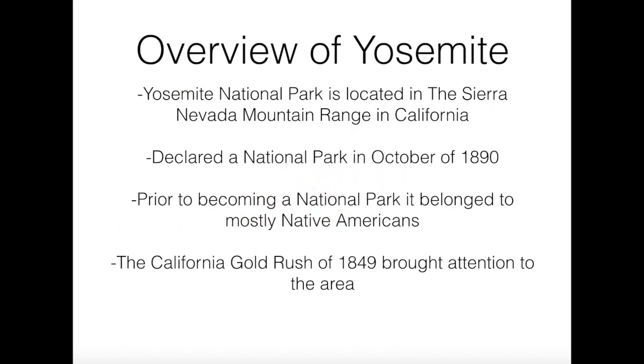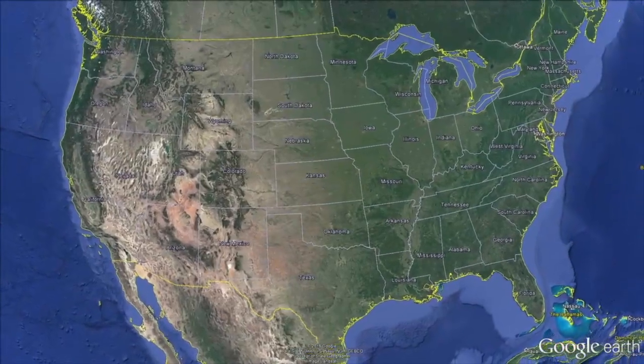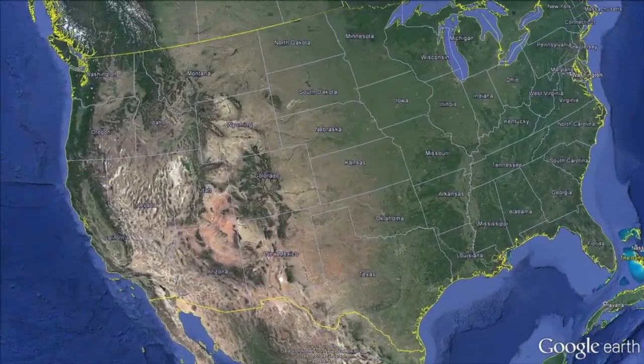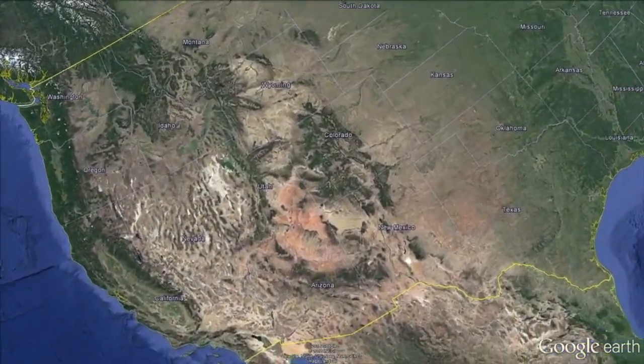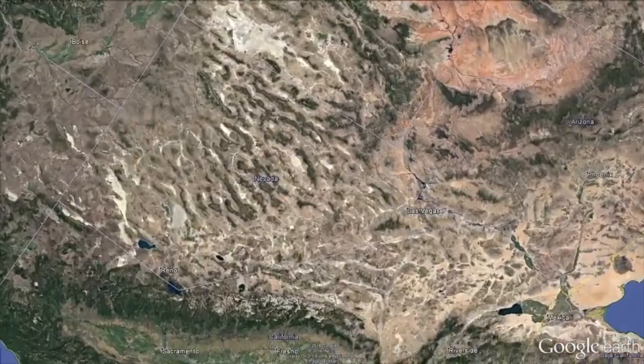Okay, so we'll get started with a little overview and history of Yosemite. My interest in Yosemite National Park sprouted from the location of the park. Yosemite is located in the Sierra Nevada mountain range of California. Geologically, California is an extremely diverse location that makes for many beautiful features and scenery.